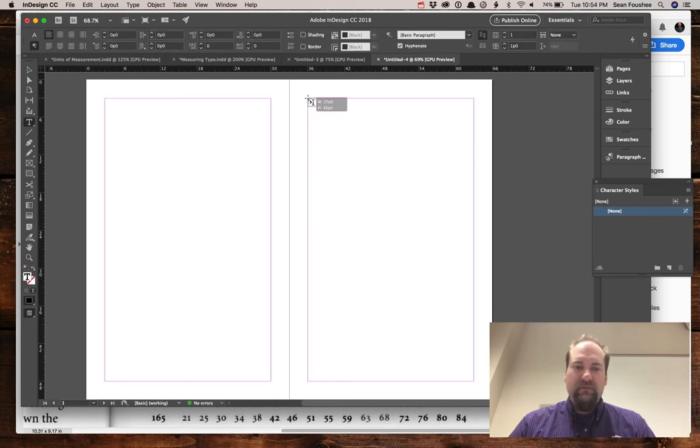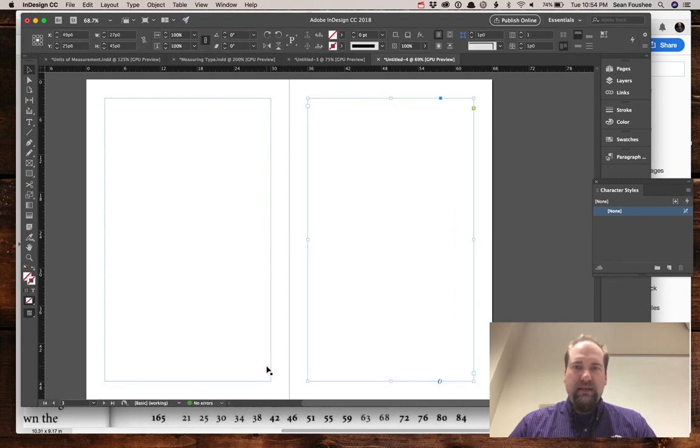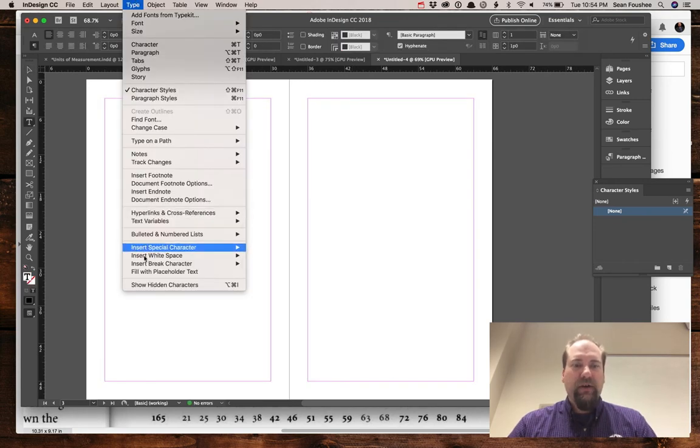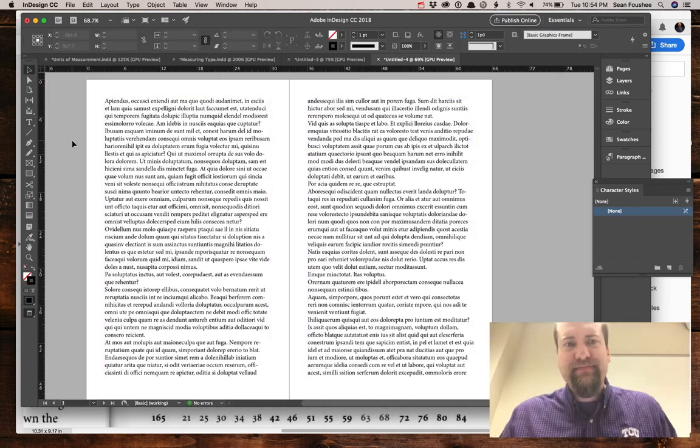I'm going to create 2 text frames. I'm going to select this one, click the little box, link it to this one, and go ahead and fill it with placeholder text. Okay, so take a look at the white space generated by the margins.